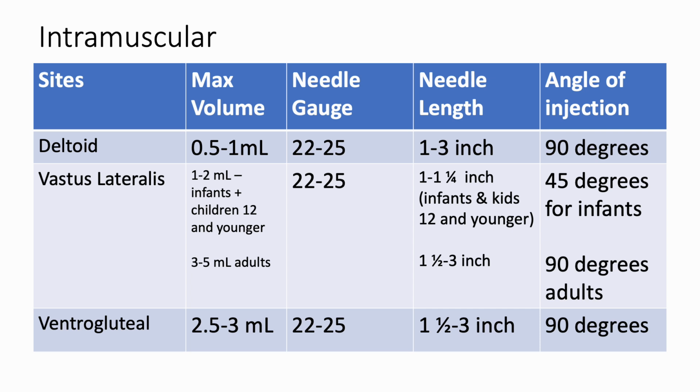Max volume is 3 milliliters, so we give 2.5 to 3 milliliters to these patients. Needle gauge, again, 22 to 25. Needle length is 1.5 to 3 inches for this one. And again, always with IM injections, 90 degrees.